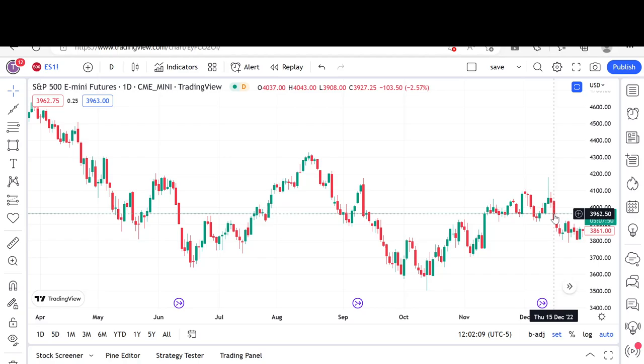So this is a fair value gap right here on the daily chart. Okay, so I'm going to mark that real quick. And it's untapped, right? So that's a fair value gap. 1, 2, 3, all body, the first and the third candle, they are not touching. That makes it a fair value gap.